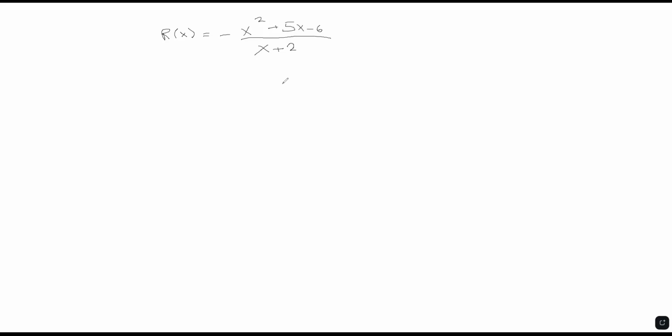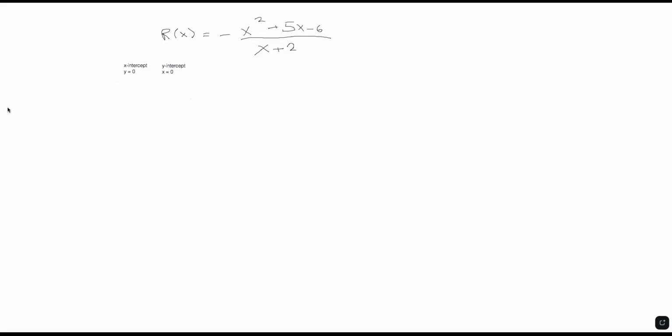Okay, so we want the x-intercepts and the y-intercepts. Remember that the x-intercept is the place where y is equal to 0. It's the place where it touches the x-axis. Similarly, the y-intercept is the place where x is equal to 0. This is the place where the graph of the function touches the y-axis. So let's start by finding the y-intercept.